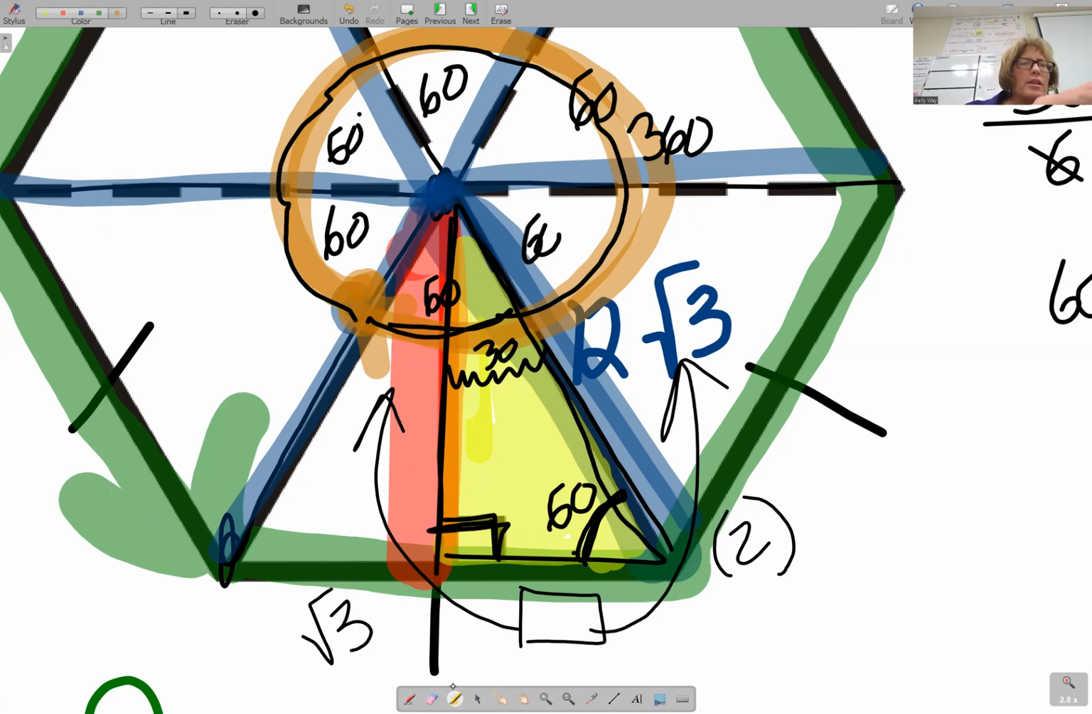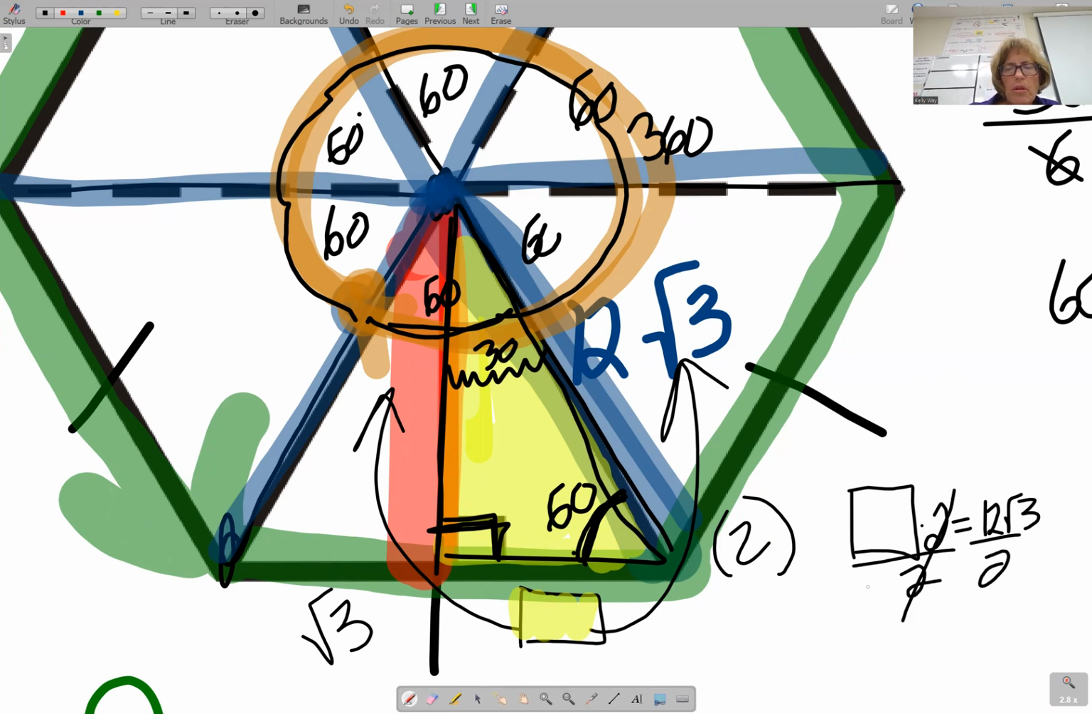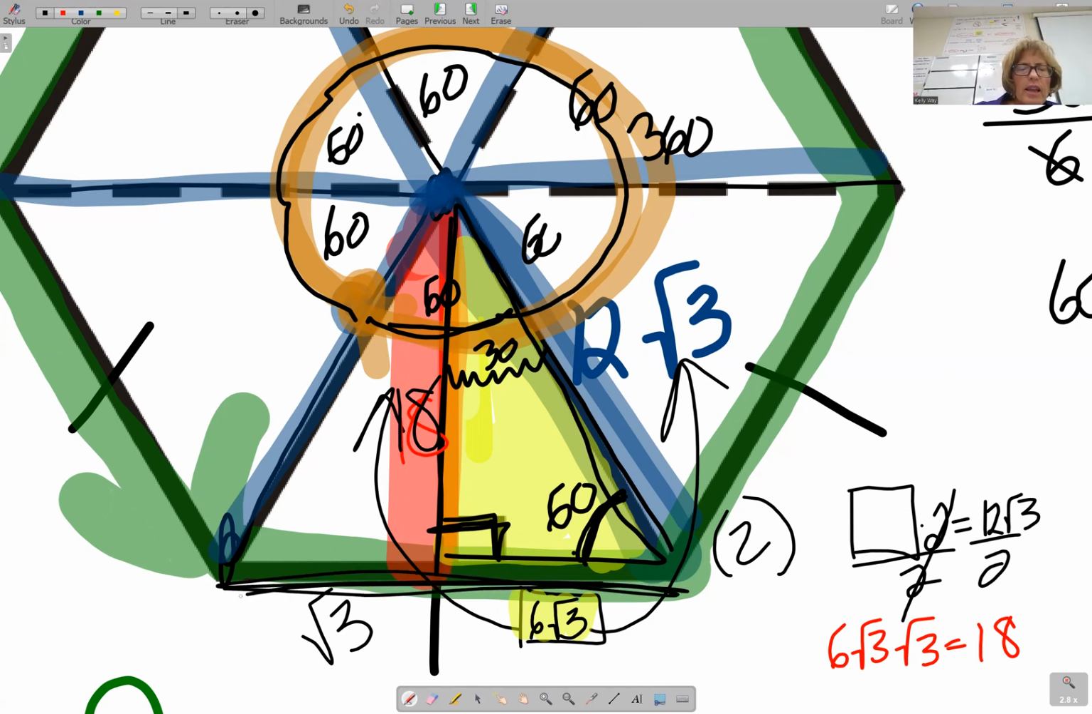So it reads like this. Something times 2 is 12 root 3. We're going to divide by 2, and we're going to get 6 root 3. Go here to the apothem. That's times another root 3. That's going to be 6 times 3. That means our apothem is going to be 18. But our full side length here is 6 root 3 plus 6 root 3, 12 root 3. You have everything you need now.